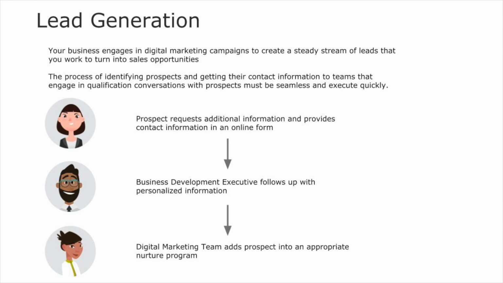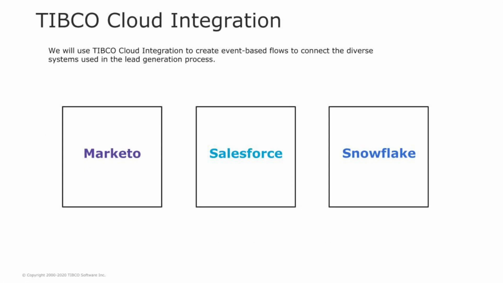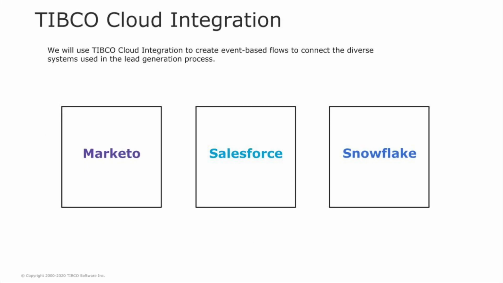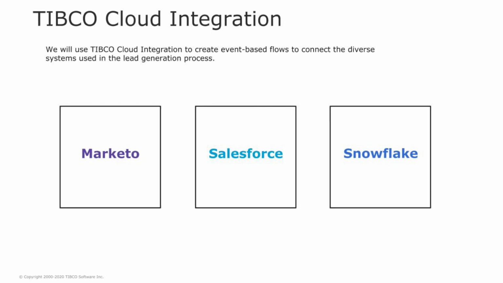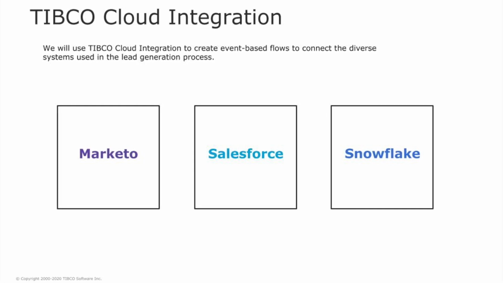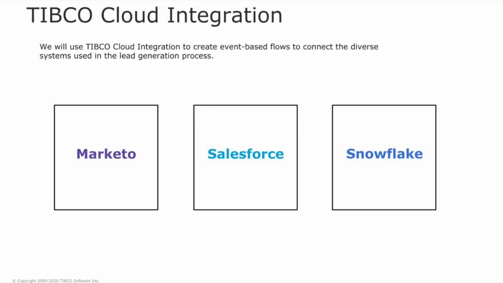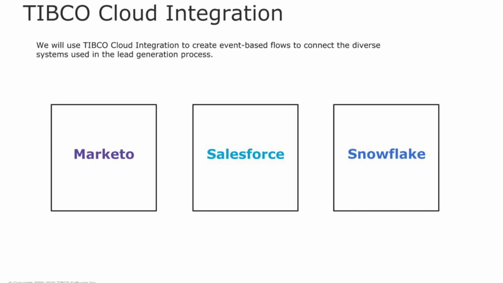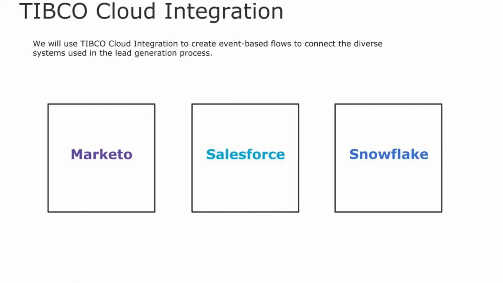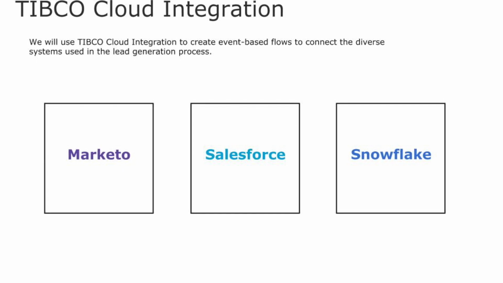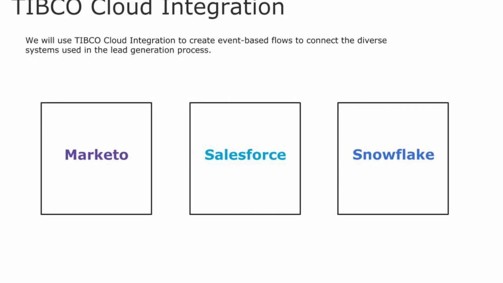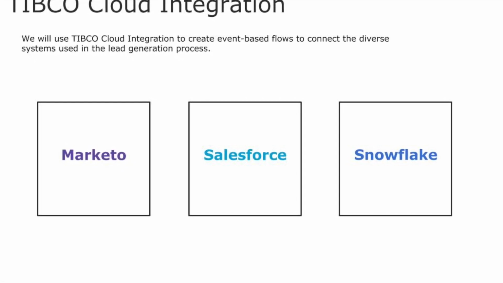In the first of 2 demos, we will show you how you can automate this process, ensuring that contact information entered through your web form is routed to your BDEs and digital marketing teams quickly and automatically. We will use TIBCO Cloud Integration to connect the diverse systems that participate in this process, including the Marketo Marketing Automation Platform, Salesforce Customer Relationship Management System, and a customer data platform used by the digital marketing team that maintains contact information in Snowflake. It will take us less than 10 minutes to create these integrations.